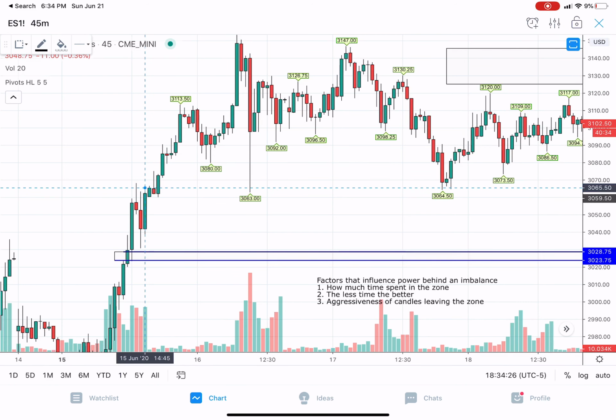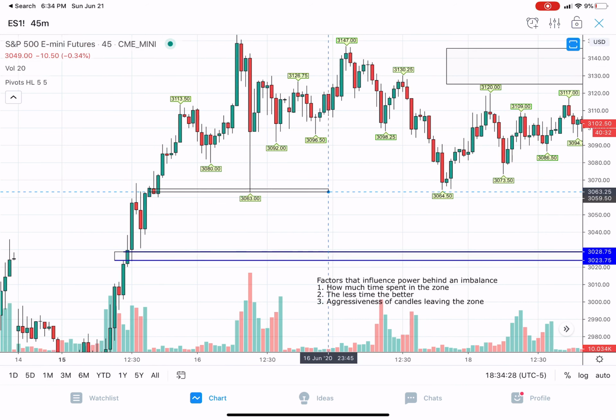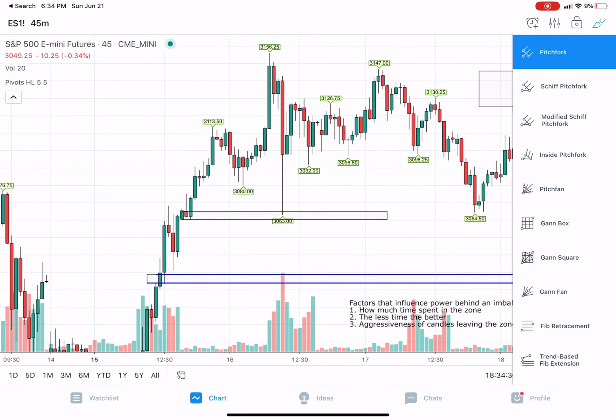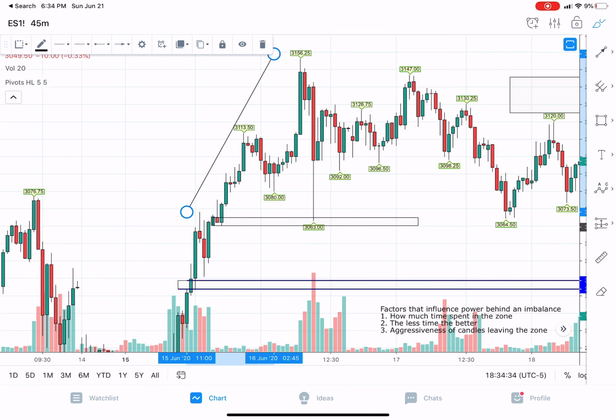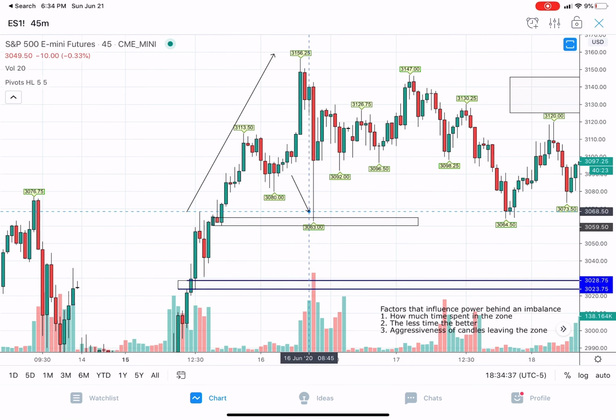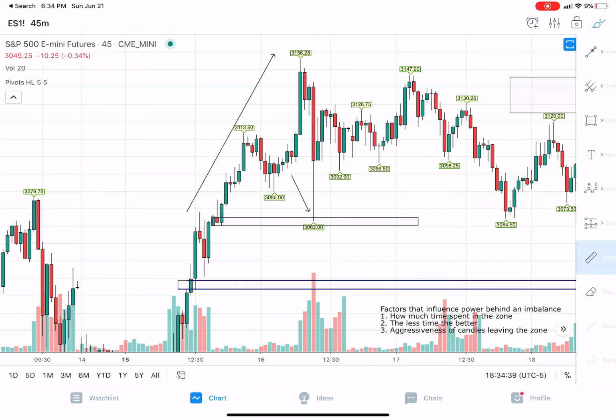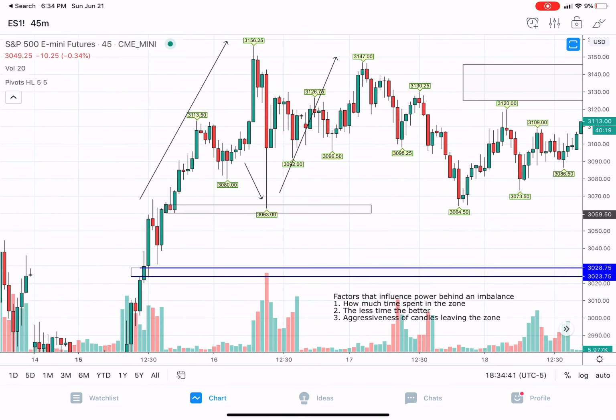So again, I would draw my level like this. Price gets extended from the balance, you get the sell-off, it hits it almost at a penny, and it rallies again.